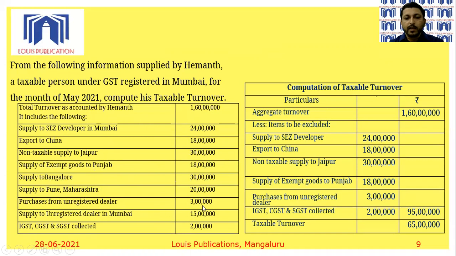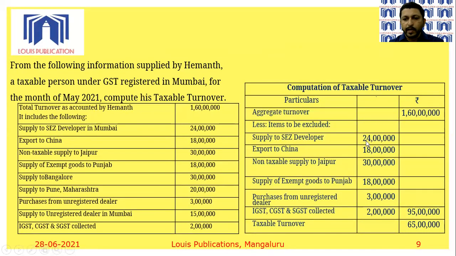Purchases from an unregistered dealer, on which we pay tax on the basis of reverse charge mechanism, have to be excluded, so 3 lakh will be deducted. This is the list of deductions. Then supply to an unregistered dealer in Mumbai. Our recipient remaining unregistered does not affect our business in any way. We are collecting GST, remember. So this 15 lakh will remain in taxable turnover and need not be deducted. Then IGST, CGST and SGST collected, 2 lakh, is given as included in this number, so we are going to exclude that.